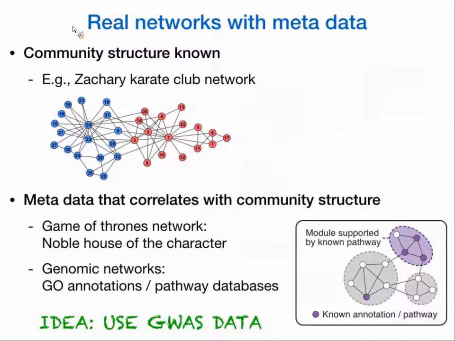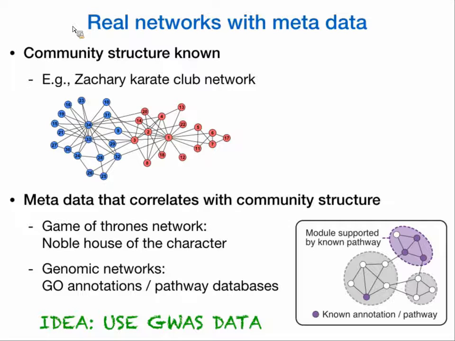So another approach is to use metadata. Metadata would be labels on the nodes of the network, in addition to the edges. So you use the metadata to validate the community. A classic example is this karate club, where each node was a member of the karate club, and the links are social interactions. And when you run community identification, you get these two communities. That actually corresponds to two factions that emerged when there was a disagreement in this club and it split up. And you recover this with the community detection methods.